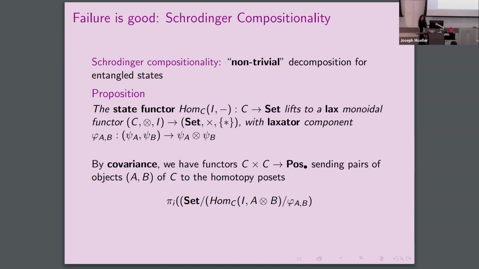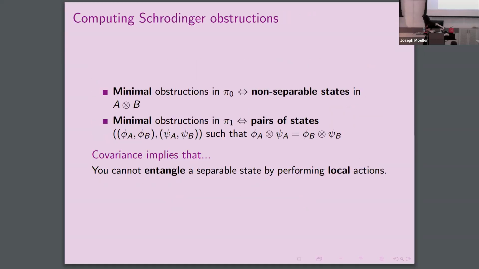And by covariance this time, we have these posets, which this time are simple to compute because they're in Set, right? I won't go over in detail, but you can see that the minimal abstractions in pi0 are exactly non-separable states in A tensor B. This is intuitive if you look at the definition of the laxator. And the minimal abstractions in pi1 are all those pairs of states that get sent to the same tensor product. So covariance here implies that you cannot entangle a separable state just by performing local actions, because a trivial abstraction is always sent to another trivial abstraction. So a separable state must always go into another.